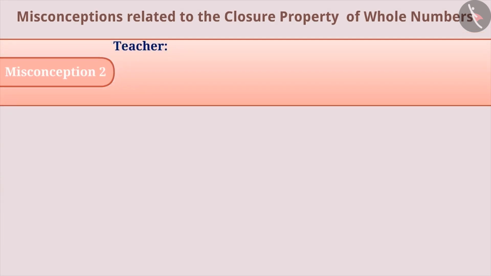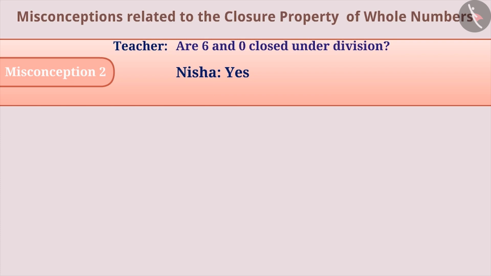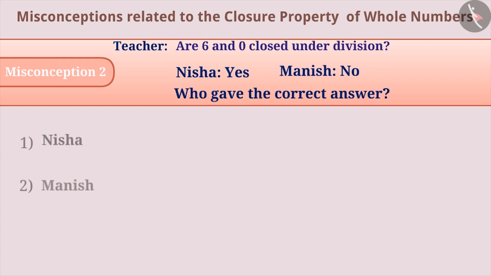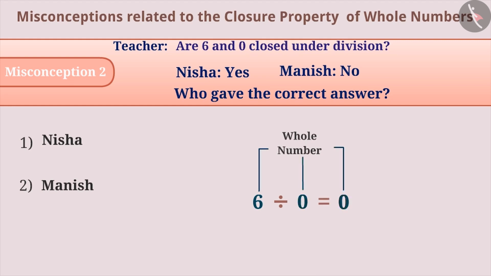Misconception 2. A teacher asked a question to the class. The question was, whether 6 divided by 0 is closed under division? To this, Nisha's answer was yes and Manisha's answer was no. Can you tell me who gave the correct answer? Sometimes it is a misconception that any whole number, when divided by 0, results in 0. Since 0 is also a whole number, Nisha gave the answer yes. Due to this misconception, option 1 was chosen as the correct answer.